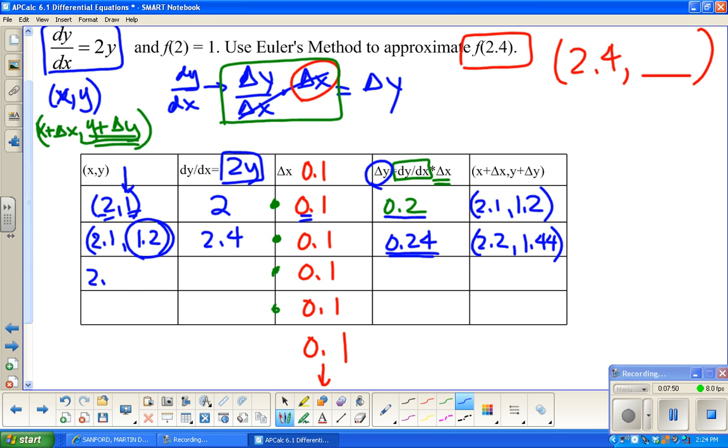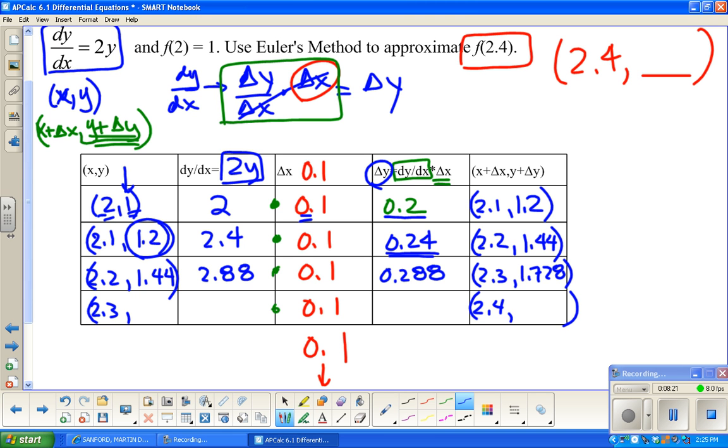And we'll do it again. The more you do this, the faster it's going to go. So I got 2.88 times 0.1, so it'll be 0.288, and 1.44 plus 0.288 is 1.728. One more time, I think. This is 2.3, and by the time I get down to the end of this, it'll be 2.4, and that's my goal.